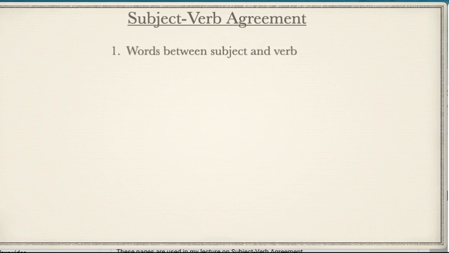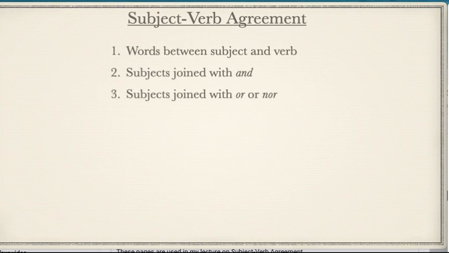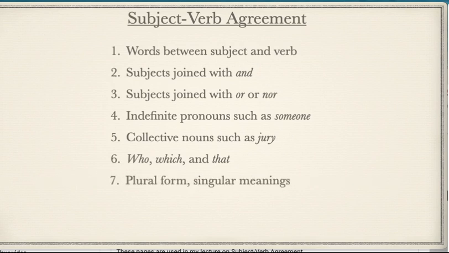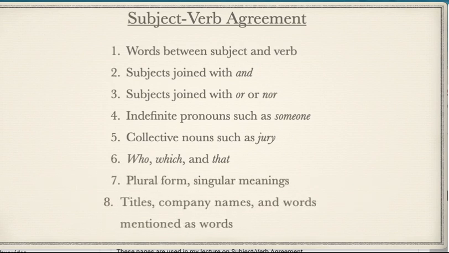The topics are: 1. Words between subject and verb, 2. Subjects joined with and, 3. Subjects joined with or, nor, 4. Indefinite pronouns such as someone, 5. Collective nouns such as jury, 6. Who, which, and that, 7. Plural form, singular meanings, and 8. Titles, company names, and words mentioned as words.